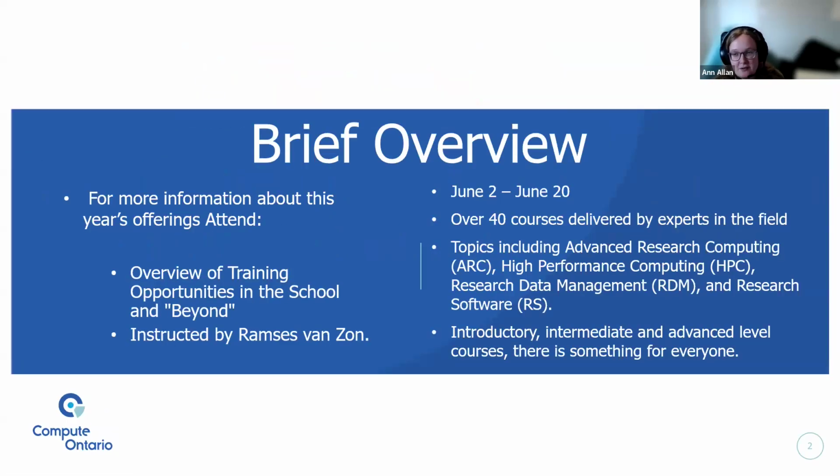This year, the school is taking place from June 2nd to June 20th and offers a comprehensive curriculum of over 40 courses. Delivered by experts in the field, these sessions cover a wide range of topics, including advanced research computing, high performance computing, research data management, and research software, with presentations and workshops available at introductory to intermediate levels. Everyone is welcome. For more information about this year's offerings and other opportunities in the digital research infrastructure ecosystem, we recommend attending the summer school session overview of training opportunities in the school and beyond, instructed by Ramses Van Zon. This is the opening session for the summer school.